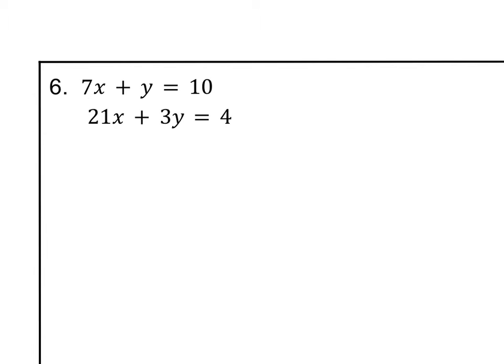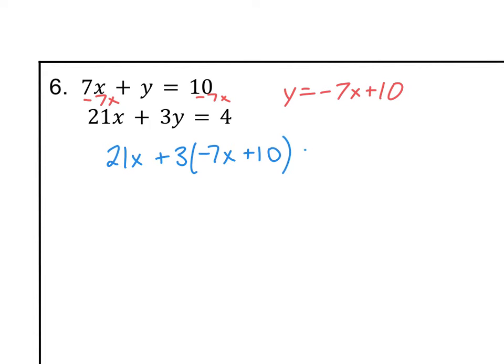Y in the first one, so you just subtracted that 7x over to get y equals negative 7x plus 10. Now what? What did you do after you find the y? Plug it into the next one, right? So 21x plus 3 times negative 7x plus 10 equals 4. So now we end up with 21x minus 21x, because I'm distributing this 3, plus 30 equals 4.